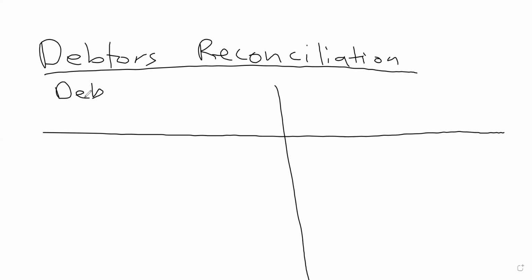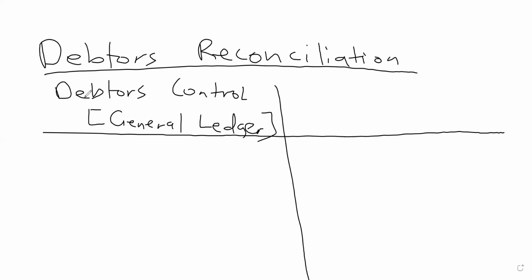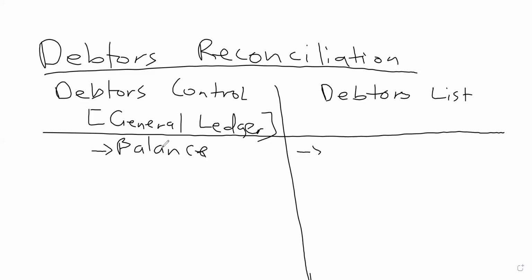So it is your debtors control according to the general ledger, and you want to reconcile this according to the debtors list. Now, under normal circumstances, you'll be given balances. For instance, you'll be given a balance according to the debtors control. Same story, you'll be given a balance according to the debtors list as well.